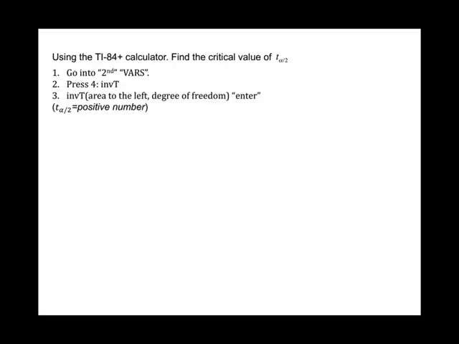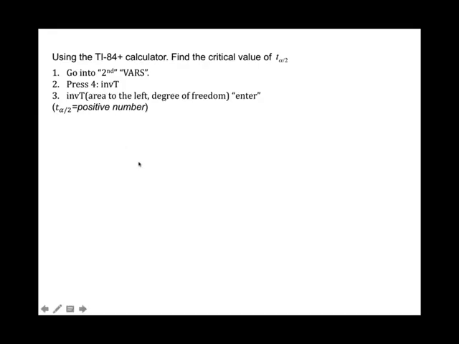Using the TI-84 plus calculator, find the critical value of t alpha over 2. You're going to see that this time my critical value is t instead of z, which means we are using the student t distribution instead of the normal distribution. I only say the TI-84 plus calculator because only the TI-84 plus has this function. If you are using the TI-83 plus calculator, you need to do the programming.